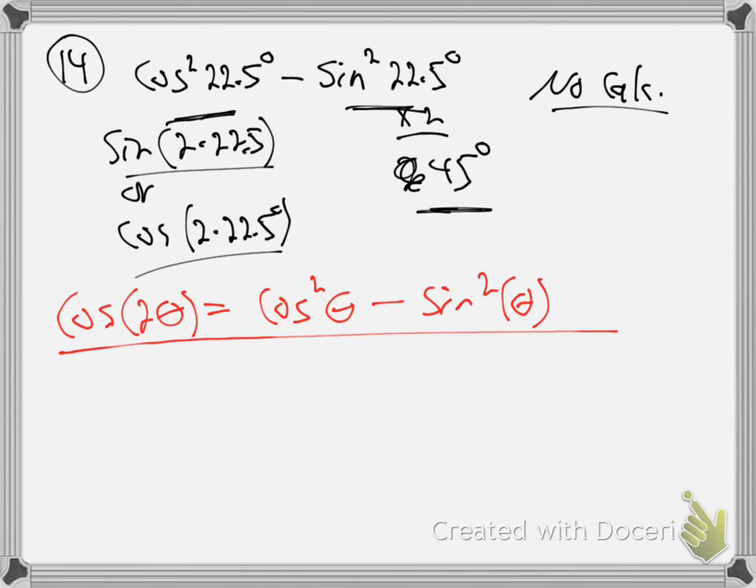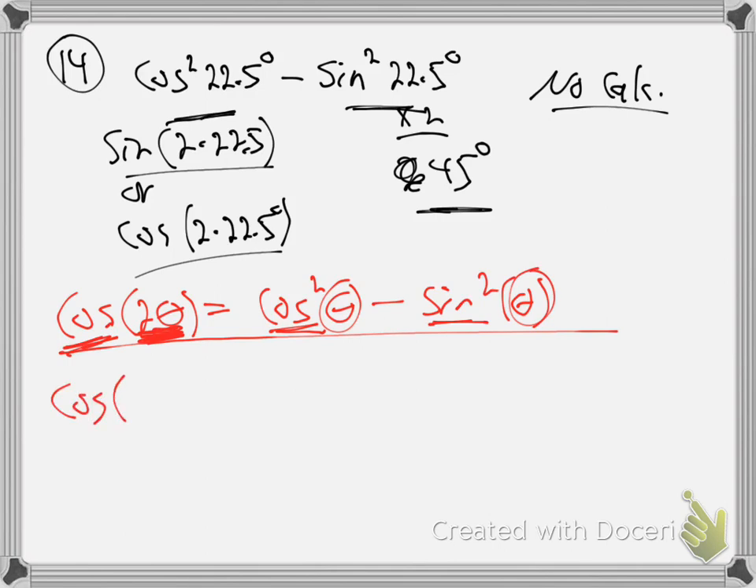Now, let me talk you through that formula a little bit to make sure you understand what it's saying. It's saying, if you have the regular cosine, first power, of a double angle, if you have cosine of twice an angle, that'll be cosine squared of the regular angle minus sine squared of the regular angle. Everybody see that?